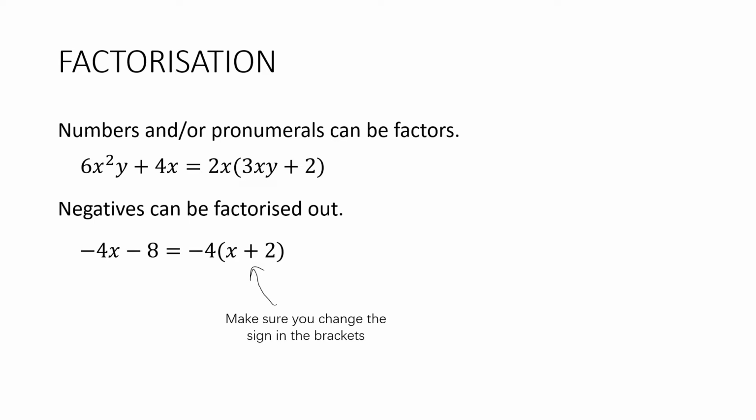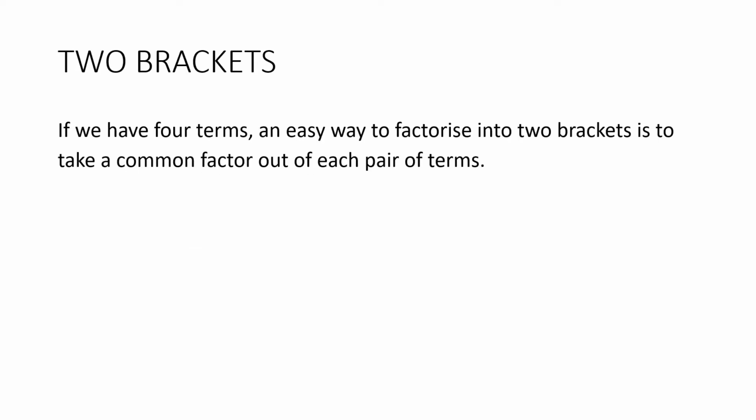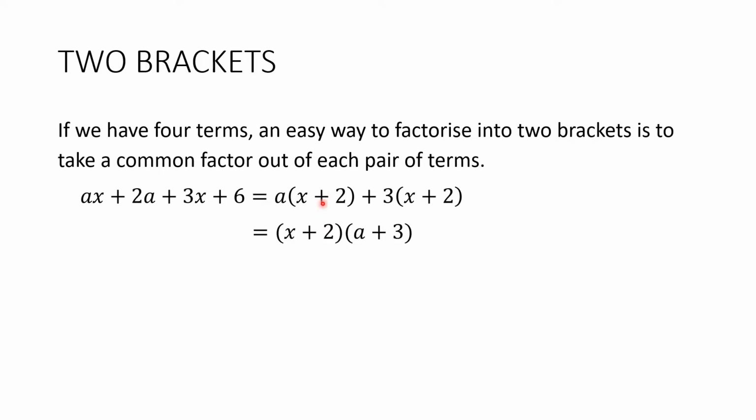That's positive 2. Now, if we have 4 terms, an easy way to factorise into 2 brackets is just to take a common factor out of each pair of terms. For example, ax plus 2a plus 3x plus 6. We're going to factorise the a out of these two and the 3 out of these two, like this. Now we can see that we have a common factor of x plus 2 in each case, and we can bring that out the front. So it's going to be x plus 2 multiplied by a plus 3.